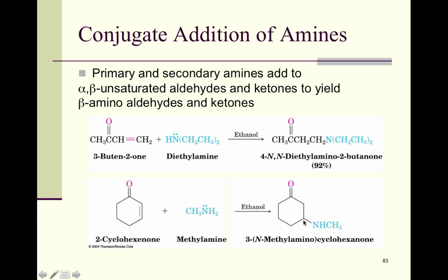Notice my nitrogen is at the beta position. Double bond's going to go away. Now my nitrogen is attached at the beta position. So this is a conjugate addition reaction of amines. A primary or secondary amine is needed. And what's going to happen is my amine is going to attach to the beta position, double bond goes away.